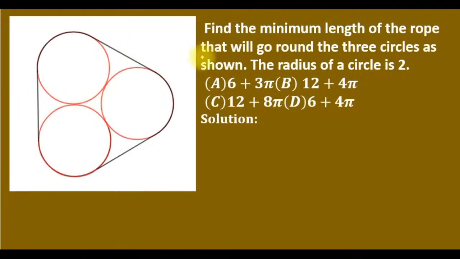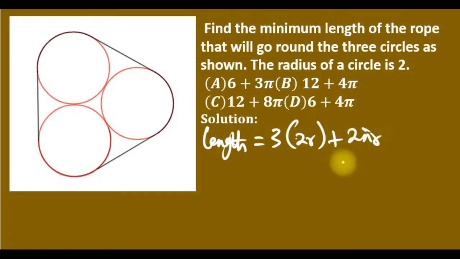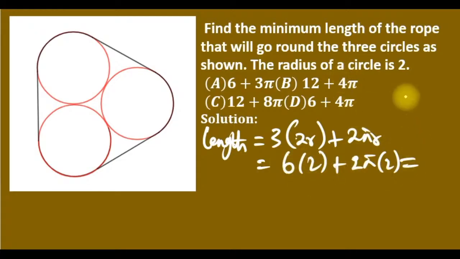We are given the diagram and we are asked to find the minimal length of the rope that will go around the 3 circles as shown. The radius of a circle is 2. The answer, without wasting time, is we have 1, 2, 3. 3 times 2r plus 2 pi r, where r is the radius. So we have 6r and r is 2. So we have 2 pi 2. So our answer is 12 plus 4 pi, option B.